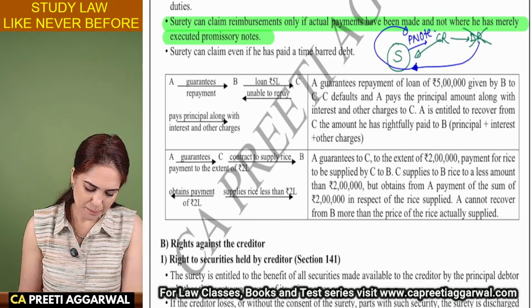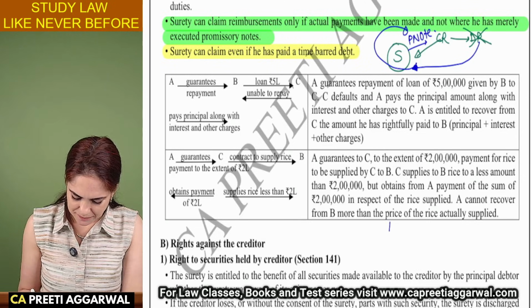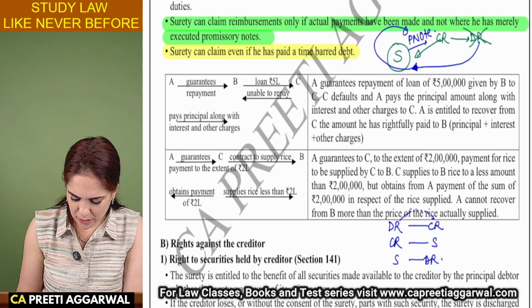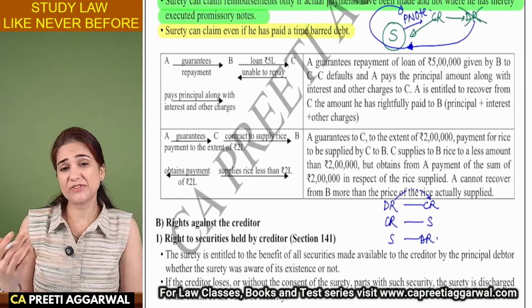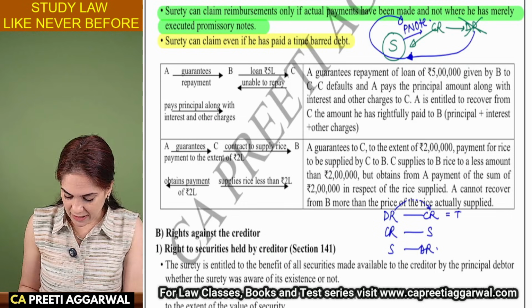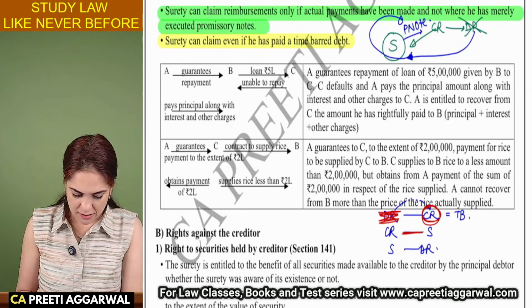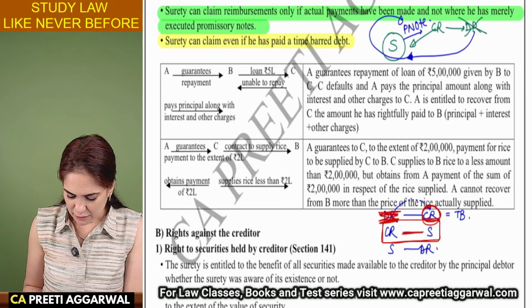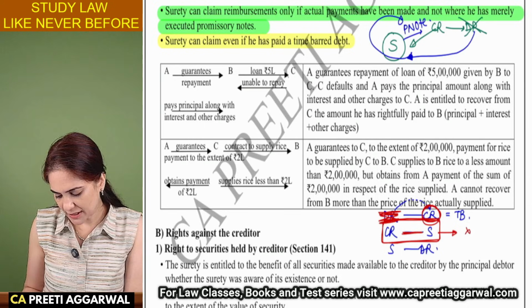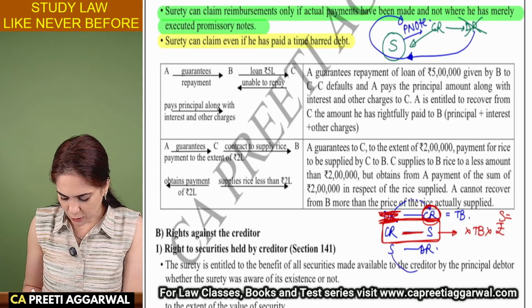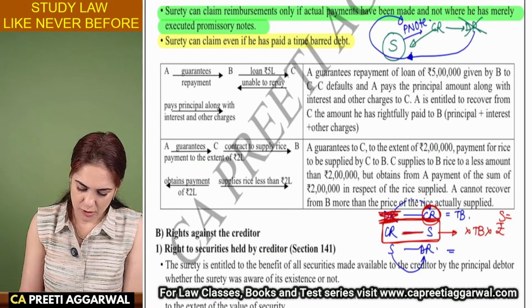Surety can claim even if he has paid a time barred debt. Now see this. Debtor, creditor, creditor, surety, surety and debtor. So the debtor fails to pay the amount to the creditor. It's already 3 years. This debt has become time barred. The creditor cannot recover money from the debtor because debt is time barred. But there is no time barred debt over here. The creditor can recover money from the surety. So surety will pay because there is no time barred over here. So surety will pay, and then the surety can also recover that amount from the debtor because here also there is no time barred.